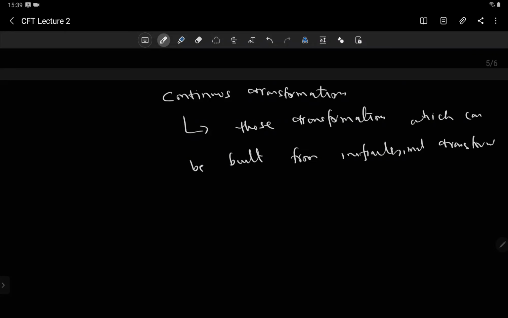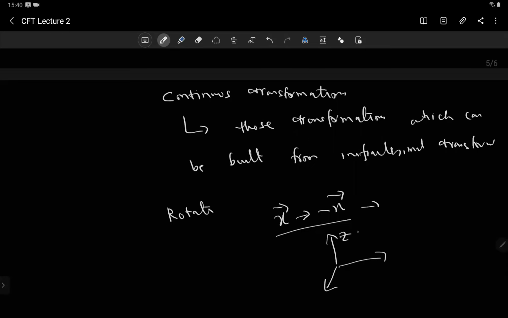So one example of this is rotation. A discrete transformation is when you take all x to minus x, right? So this transformation is a discrete transformation. That means you cannot continuously take all vectors to minus of themselves, because the simple way to see it is that if you take all vectors to minus the vector of themselves, you're just taking z, y, x to this. This is z, this is x, and this is y, right? This is what x goes to minus x means.